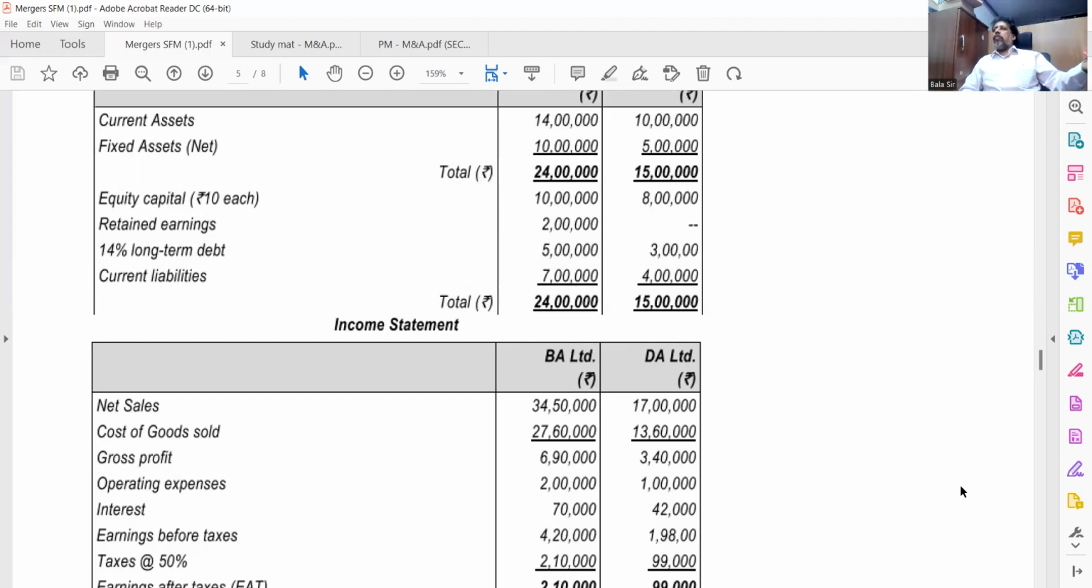You will get 2.1. Yes, sir. 17.5% is the return on equity funds. We know that the book value of equity is rupees 12 per share. What is 17.5 by 100 into rupees 12? It will work out to 2 rupees and 10 paise.